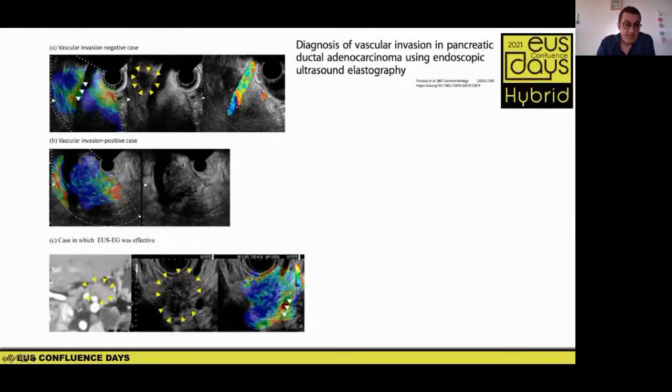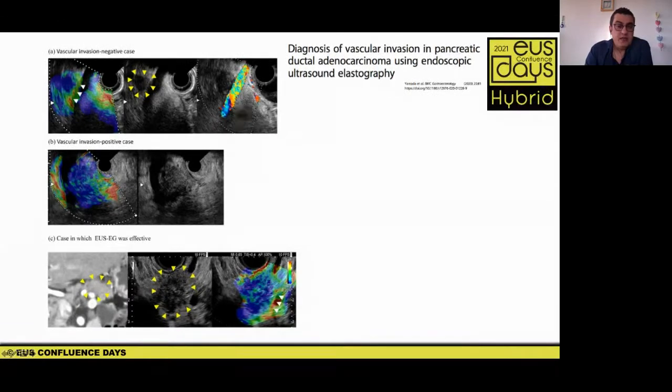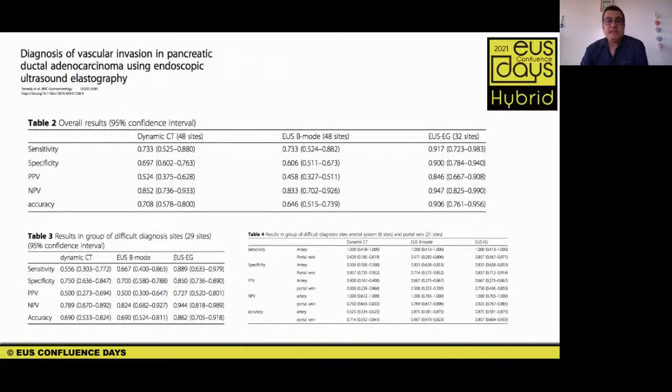The second one, the middle one, there is infiltration of the vessel, and as there is infiltration of the vessel, it moves as a block, and there is no band in between. And the last one, although it looks like it is infiltrated, when you put the elastography, there is a band in between the vessel and the tumor, so it is benign. By using this, you can reach very high sensitivity and specificity and also accuracy when compared to just B mode or when compared to CT.